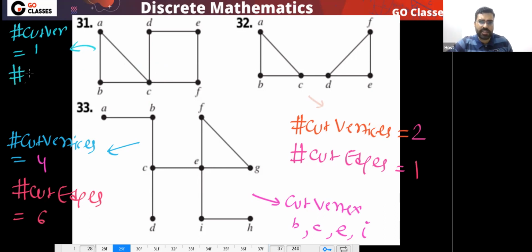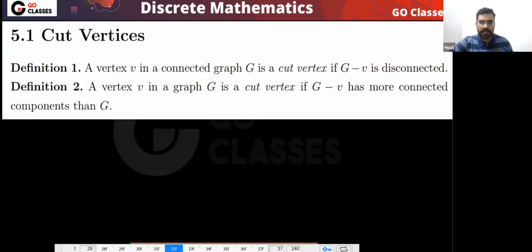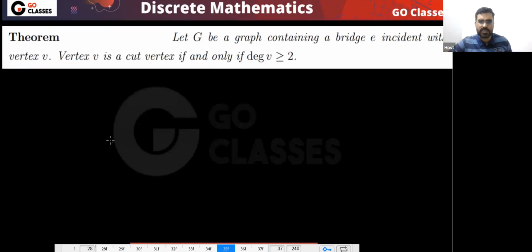And how many cut edges in this graph? What is the number of cut edges? Okay, there is no cut edge in this graph. So very simple, there is no cut edge. So this is the definition. Can you prove this? Try to prove this.